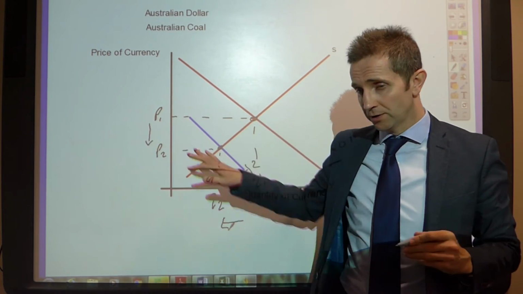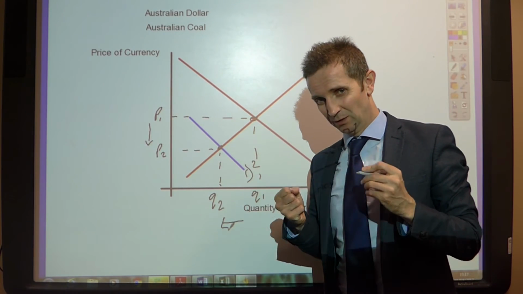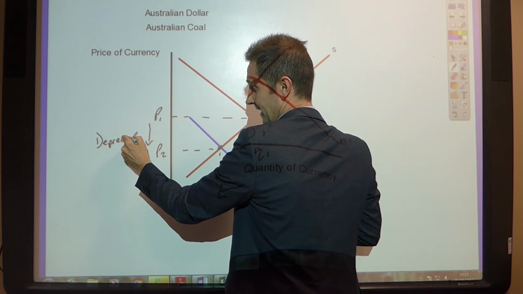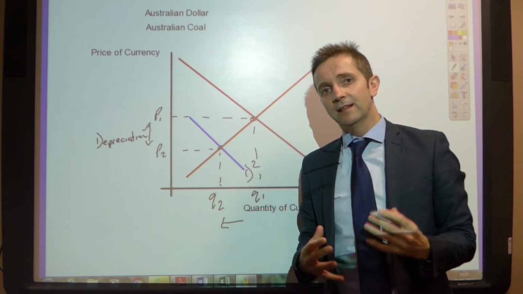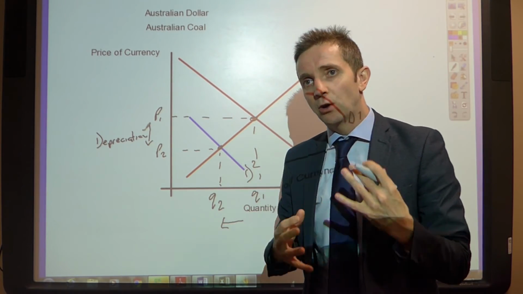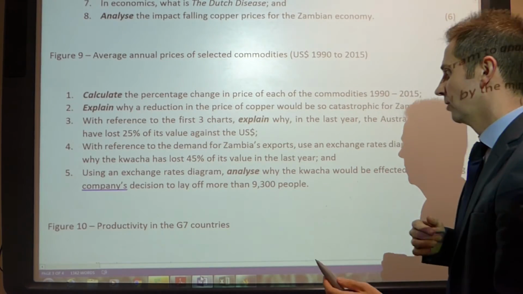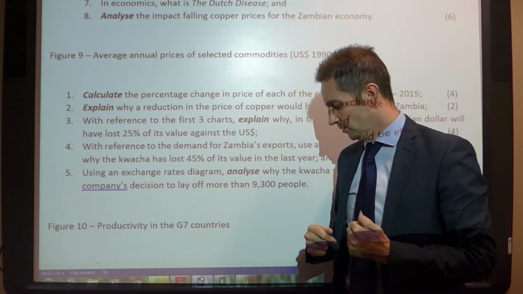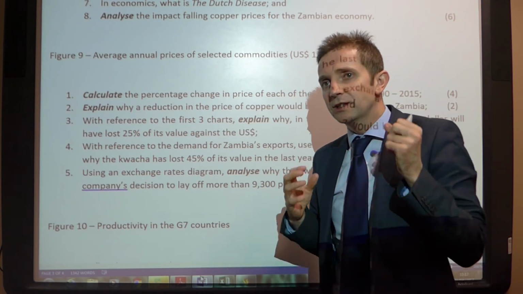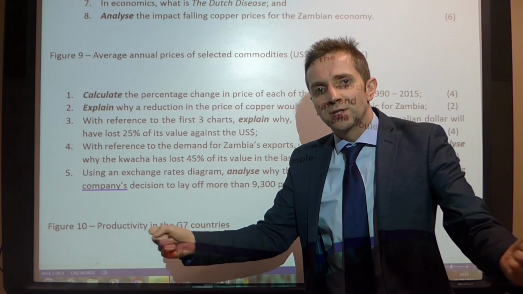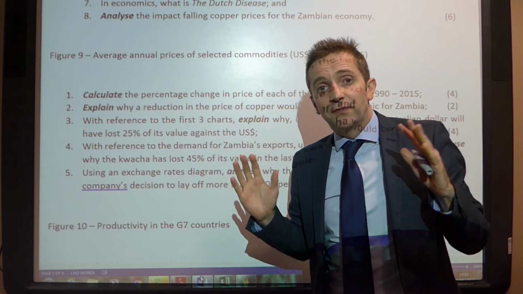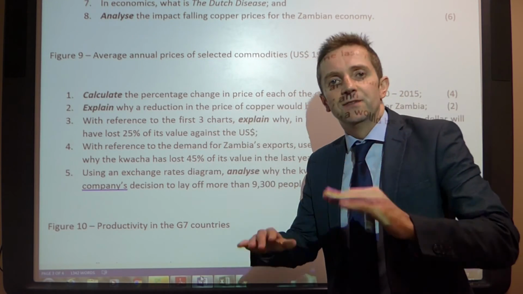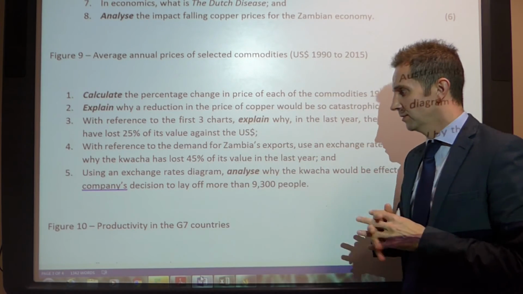Now you'll be aware, of course, by now in your studies, that this is referred to as a depreciation of the Australian currency. And indeed that's what it says in figure 8. It talks about the fact that the Australian dollar has lost 25% of its value against the US dollar. And primarily because the demand for these resources which are being pumped out of Australia is falling, therefore the demand for the Australian dollar falls, hence the value of the currency depreciates. So that's our answer for this one.